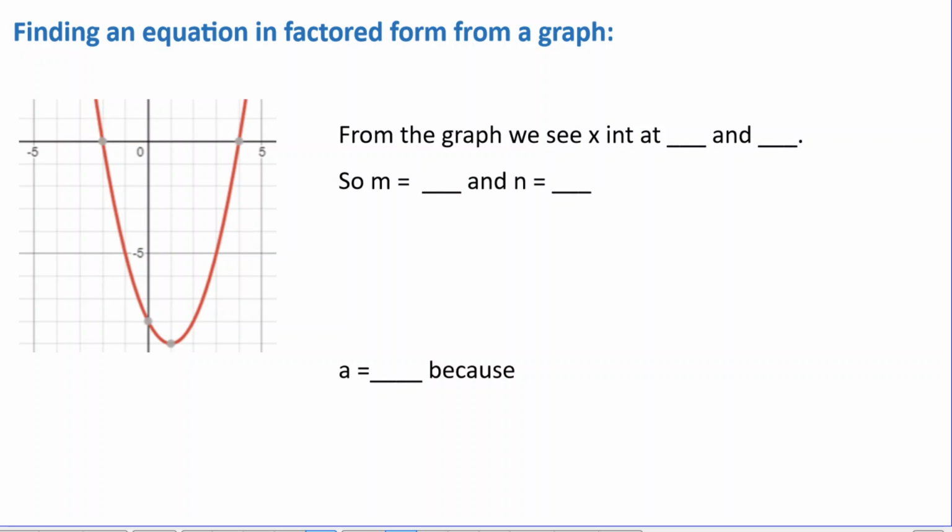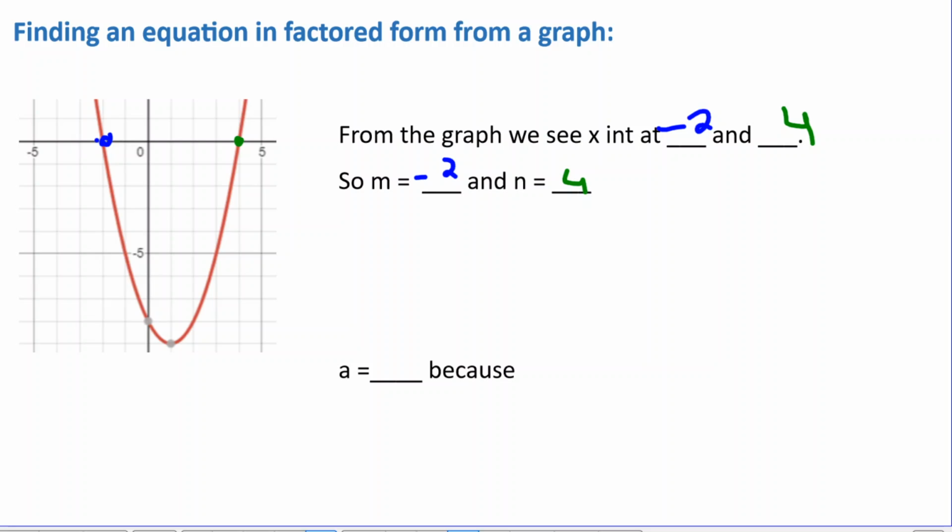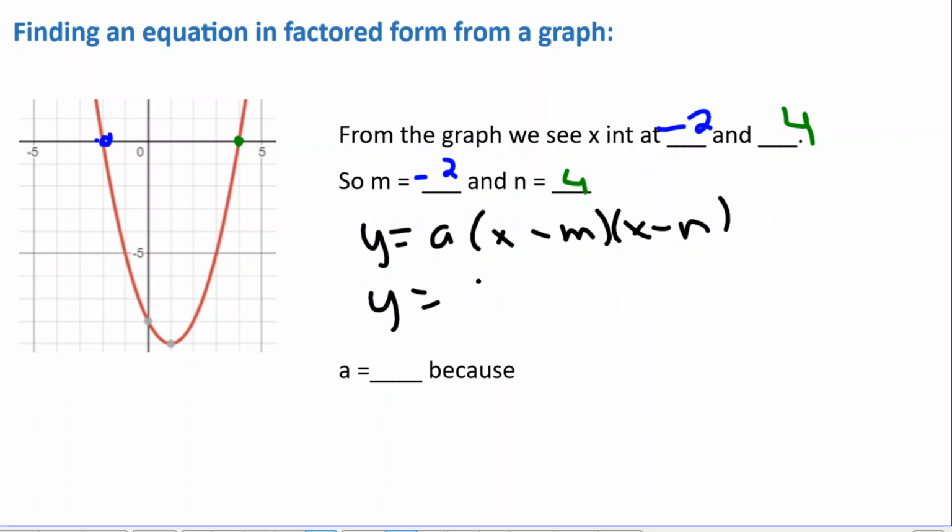So let's find the equation in factored form given the graph. As long as we have nice x-intercepts, this is going to work for us. From our graph, we see an x-intercept on the left here at negative 2, and one on the right here at positive 4. So that means that m and n are those values, negative 2 and positive 4. I know that my formula is y equals a times x minus m, times x minus n. So at least I know that I have x minus negative 2 and x minus positive 4.